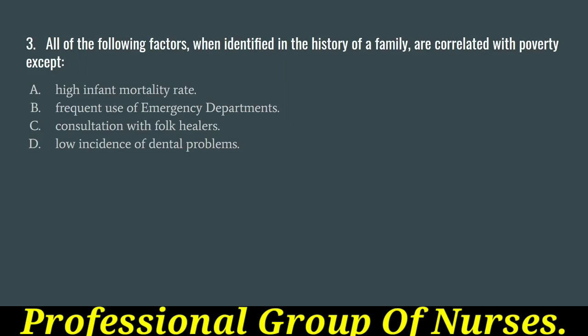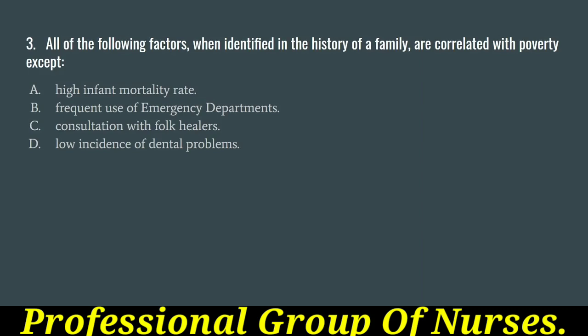Question 3. All of the following factors, when identified in the history of a family, are correlated with poverty except: A. High infant mortality rate. B. Frequent use of emergency departments. C. Consultation with folk healers. D. Low incidence of dental problems.